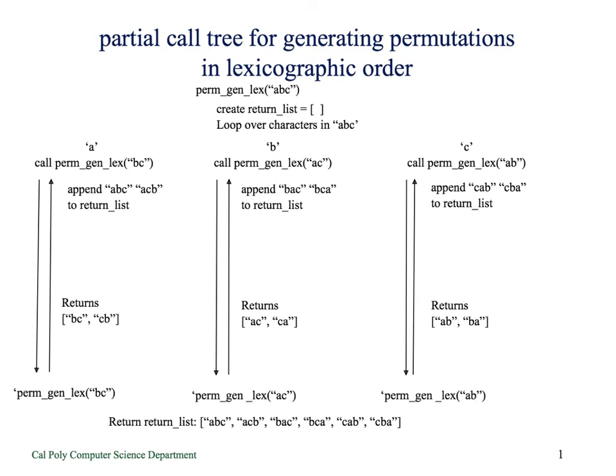So now, if you've been keeping track, your return list looks like ABC, ACB, BAC, BCA, CAB, CBA. And if you look at this carefully, you'll see that indeed this is in lexicographic order. The first 2 things on the list have an A in the front, then B in the front, then C in the front. Okay, so hopefully you'll find that helpful, and I'm going to post this on Polylearn.